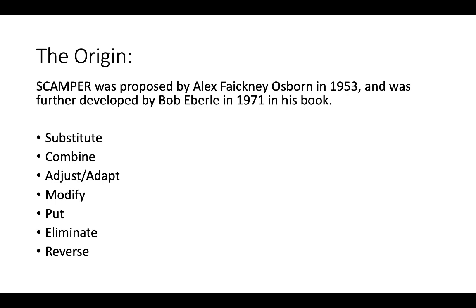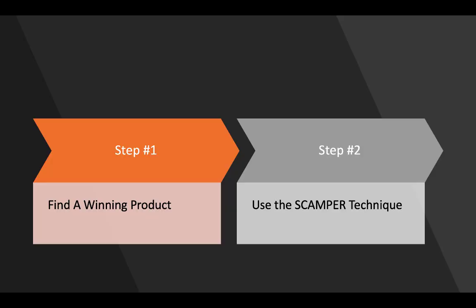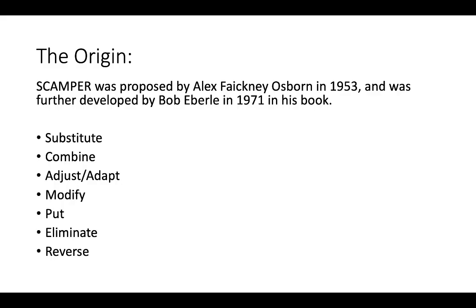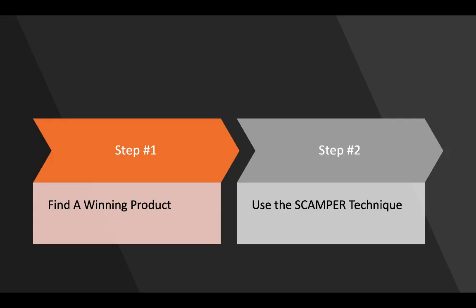Now I know it sounds a bit complicated at this moment of time, so once you go through today's training with me, you understand where I come from, you understand what I mean. So let's get started. There are basically two steps for you to apply this overall product creation by using the SCAMPER technique. First, you find a winning product, right? Then from that winning product, you use a SCAMPER method.